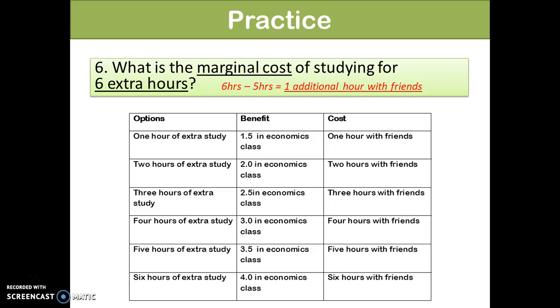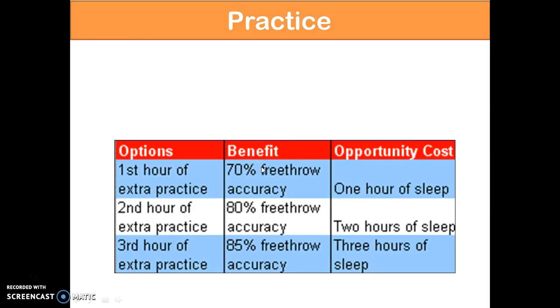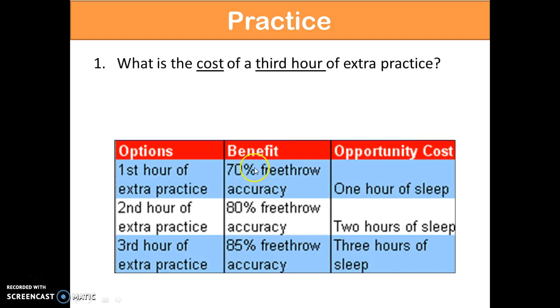Now, rarely in life are benefits and costs at consistent intervals like this. Usually there's a lot more variety. But whether or not they're constant, you're going to be doing the same calculations. So here's another example. What is the cost of a 3rd hour of practice? We're practicing our free throw accuracy for 1, 2, or 3 hours, and we're giving up various things.